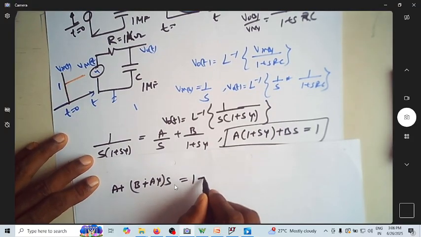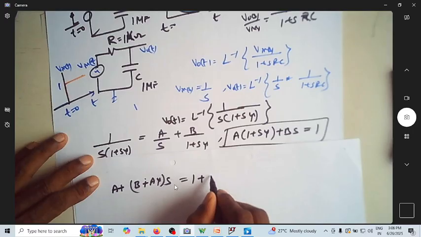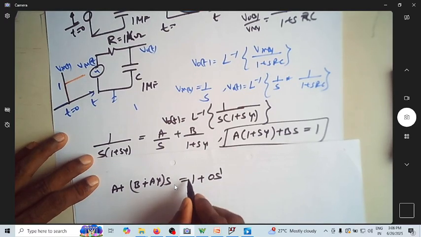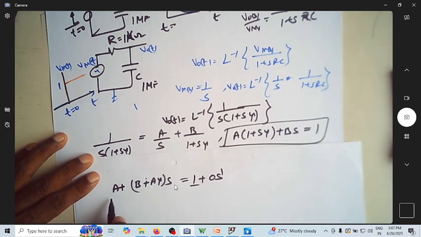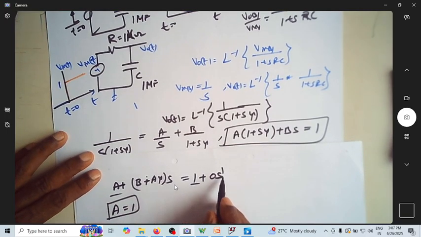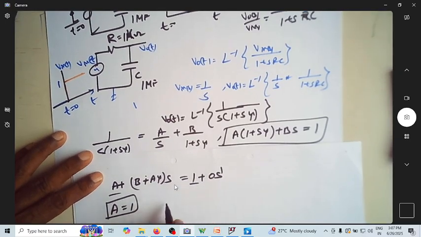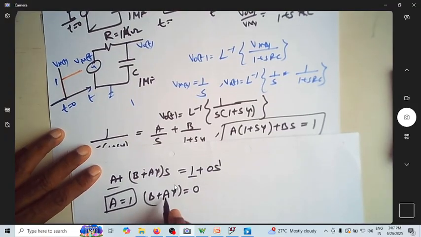So it's actually 0 into s power 1. Now what is the coefficient of s power 0? It is 1 here. So a is equal to 1. If a is equal to 1, by equating the coefficients of s power 1 on the right hand and left hand side, it will become b plus a tau equal to 0. So what is b equal to? b is equal to minus a tau.